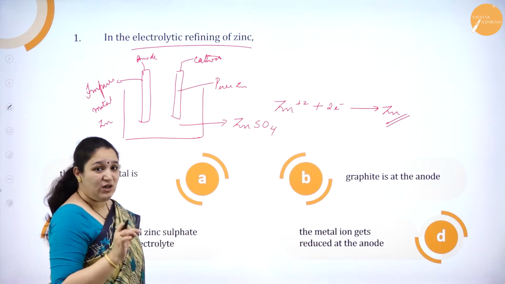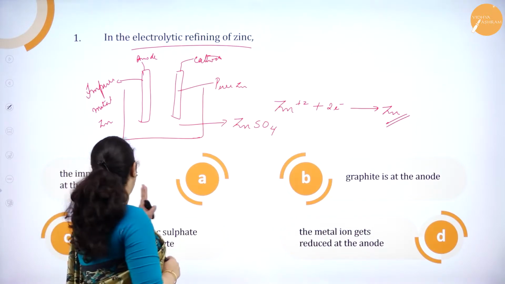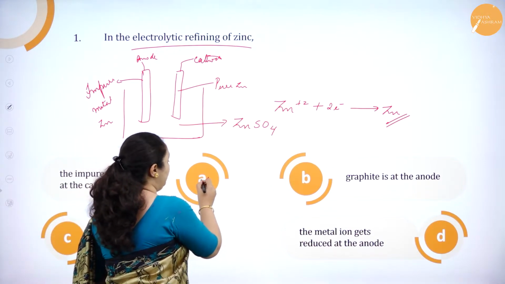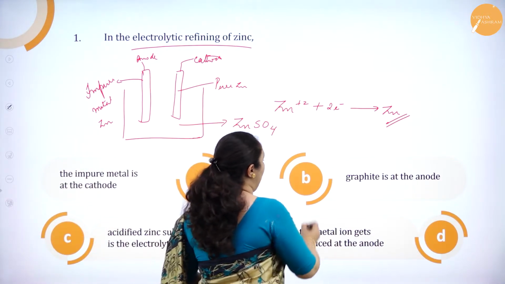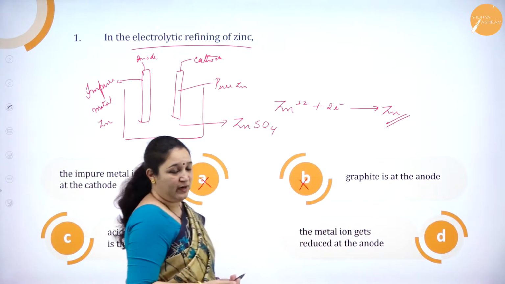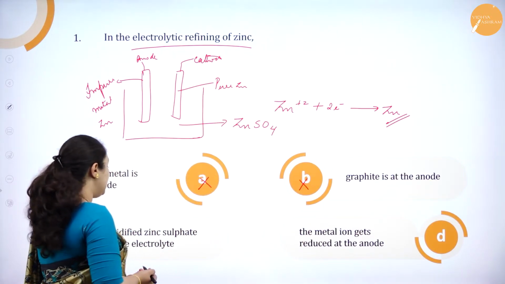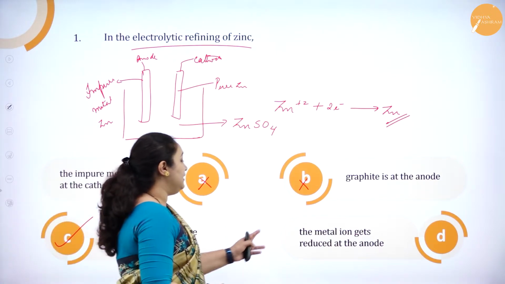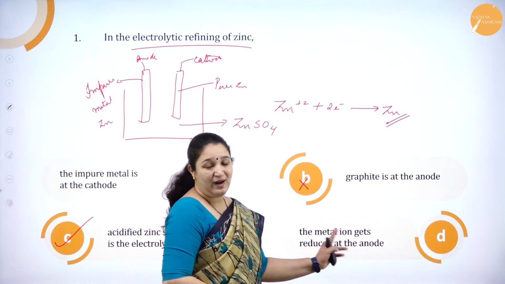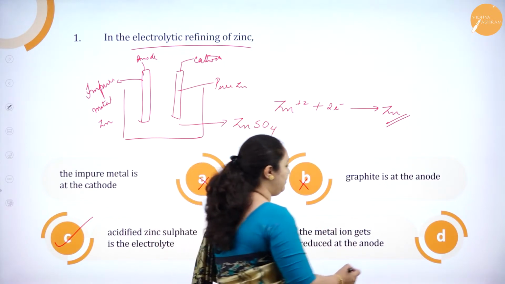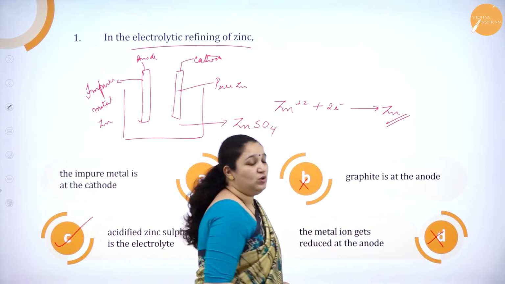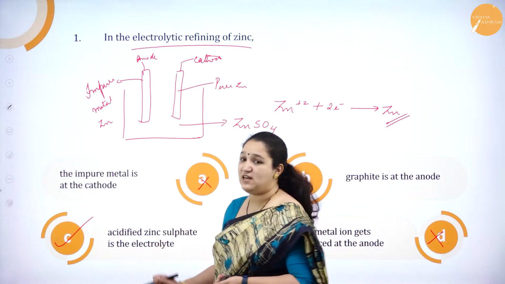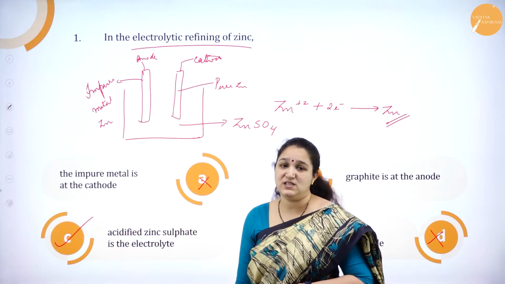So we'll see which option is right. First, the impure metal is at cathode, that is wrong. So this cannot be the correct answer. Graphite is at anode. We are not using graphite electrode at all. Option C, acidified zinc sulfate is an electrolyte. This is the correct one. The metal ions get reduced at anode. At anode, reduction is not taking place. So this is also the wrong answer. So the correct answer is acidified zinc sulfate is the electrolyte which is used.